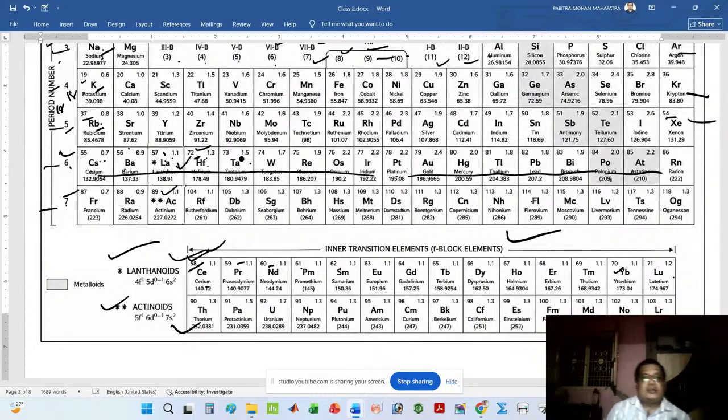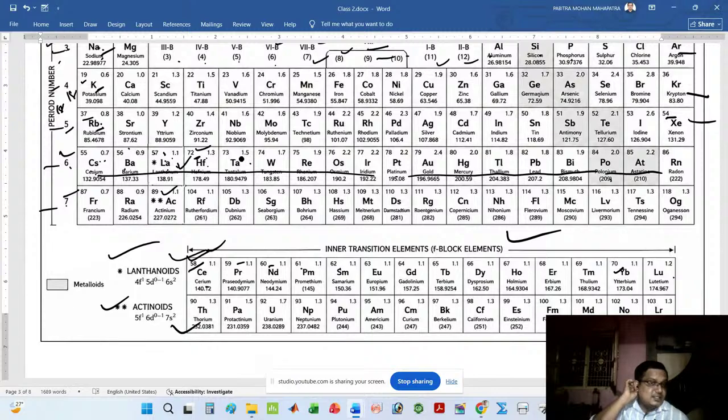In the modern periodic table, there is no space. As a result, they are written below the modern periodic table in a separate series. That is called the lanthanide series. Why are these 14 elements called the lanthanide series? Because this series starts after lanthanum. Remember, lanthanide is a series, lanthanum is an element. Since this series starts after the element lanthanum, it is called the lanthanide series.